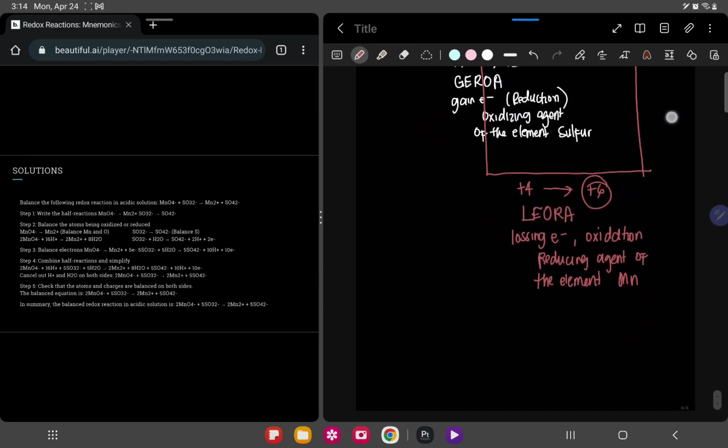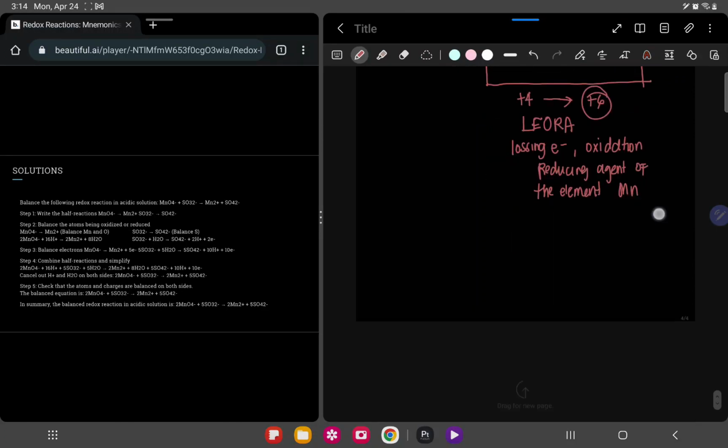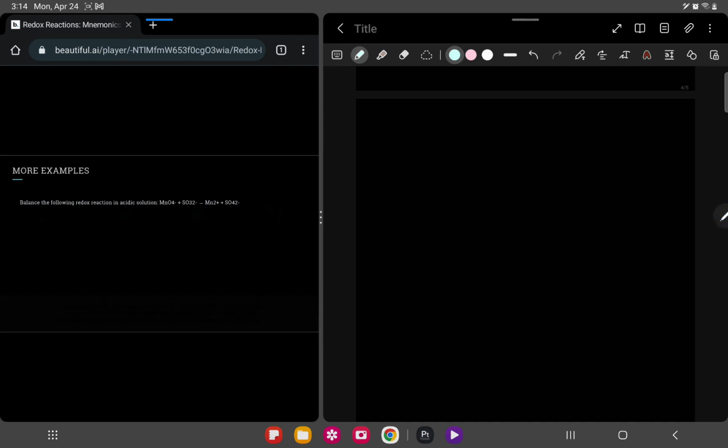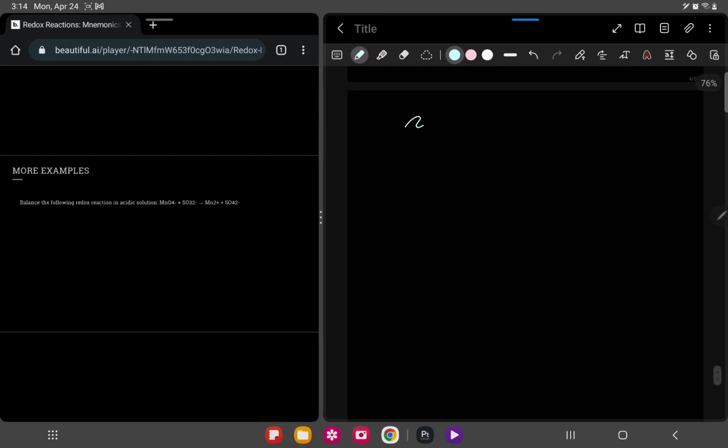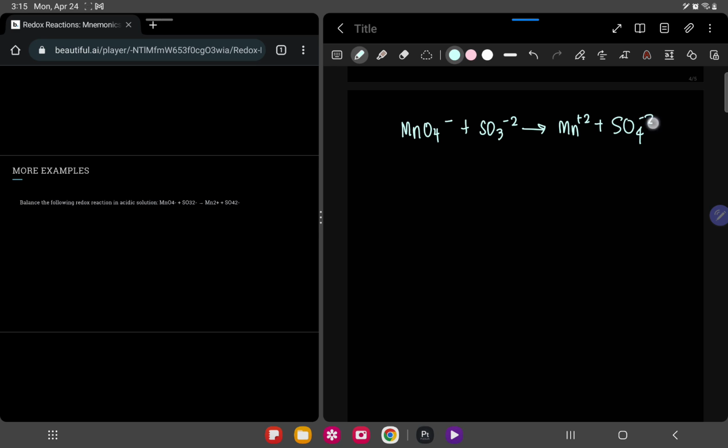Okay, so now that we know this data, let's move on. Now that we know this data, we can do the half cell reaction. So what happens in a half cell reaction? Let me rewrite our problem. Our problem is MnO4 minus plus SO3 negative 2 became Mn plus 2 plus sulfate negative 2.